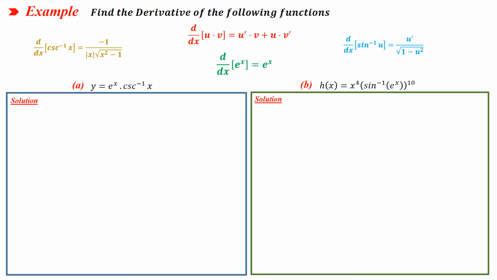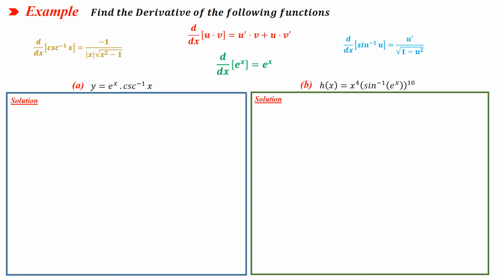Hi everyone, in this video you have to find the first derivative of functions including trigonometric functions or inverse trigonometric functions. For part A, the function is y equals e to the power x multiplied by cosecant inverse of x.